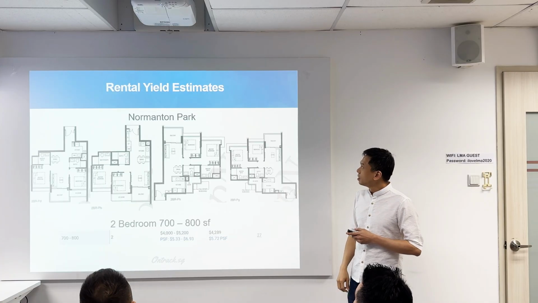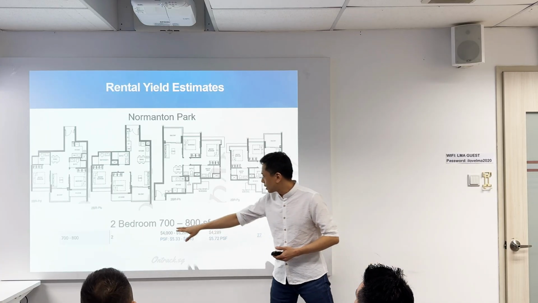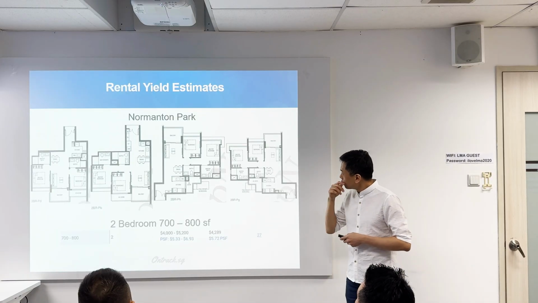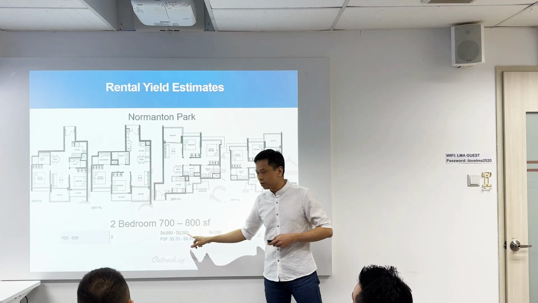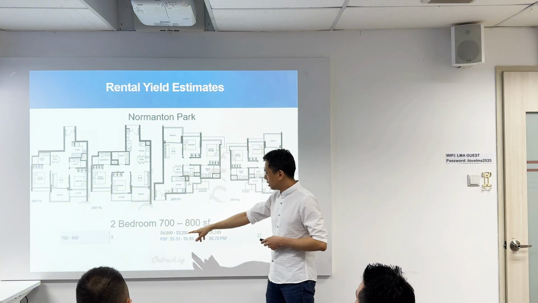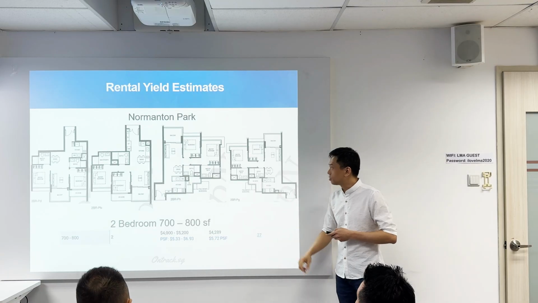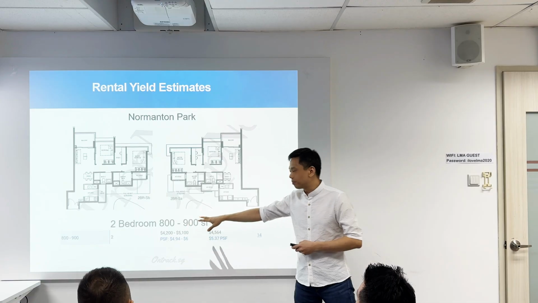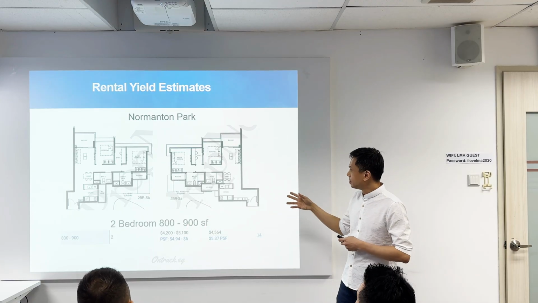Let's take the next one, the second bigger one, 700 to 800 square feet. Look at the layout again. The range is about 4,000 to 5,000. Just now there was about 900 between the lowest and highest. This is about 1,002, with about 27 transactions. This will be the 800 to 900, something like a 2-bed plus study.